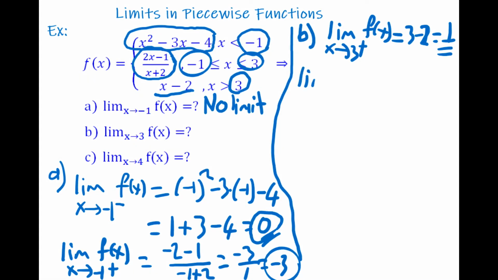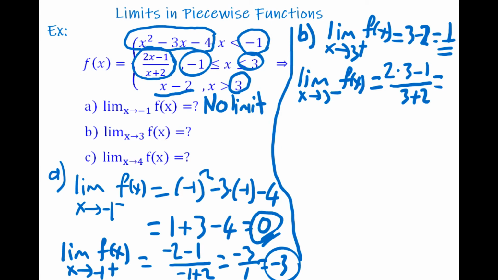Let's take a look at the left limit as well. When x goes to 3 from the left, f of x is equal to... In this case, the middle function is the function that I'm going to apply also. It's going to be 2 times 3 minus 1 divided by 3 plus 2, guys. So 2 times 3 is 6. 6 minus 1 is 5. So it's going to be 5 divided by 5, which is 1, guys. And as you can see, the left limit is equal to the right limit. That means the limit exists at this point, and that is 1, guys. I just put here 1.